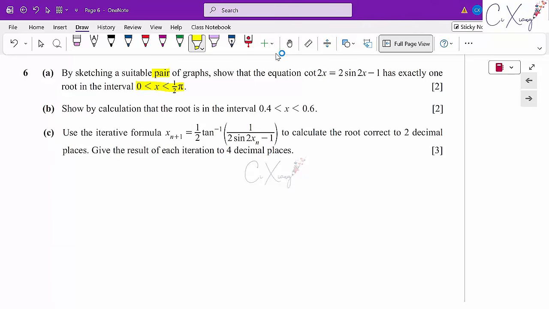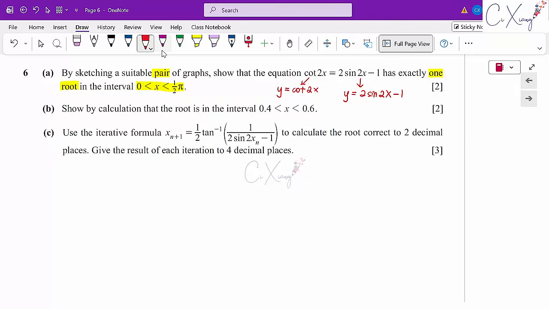Alright, because when they say there's only one root, one root means there is one intersection point for the graphs that we sketch. So what we need to sketch here is y equals cotangent 2x. Now another graph that we draw is this one: y equals 2 sine 2x minus 1.